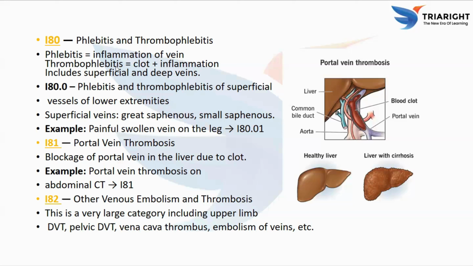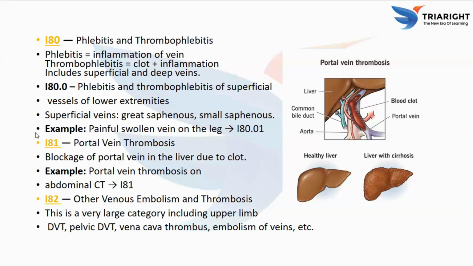What are the common superficial veins of the legs? They may be the great saphenous vein and also the small saphenous vein. What is the example? If a patient has a painful, swollen, red line along the superficial leg vein, then you have to assign the code I-80.01. This is about the I-80 code. Next, coming to the I-81 code. What does it describe? A portal vein thrombosis.